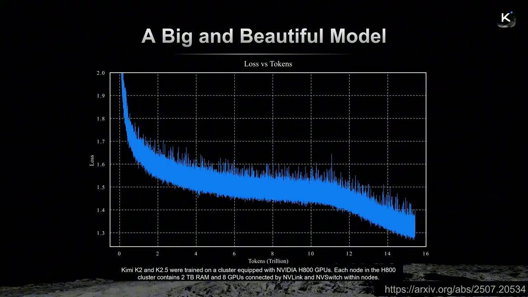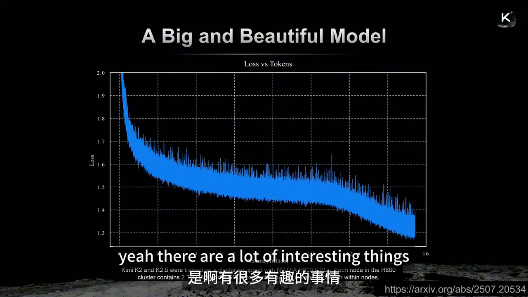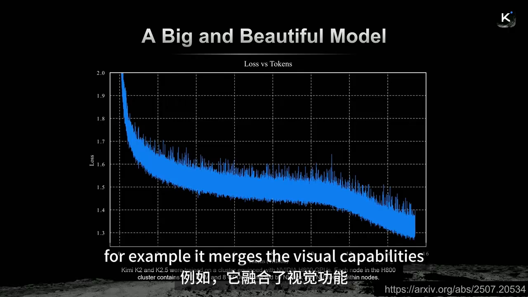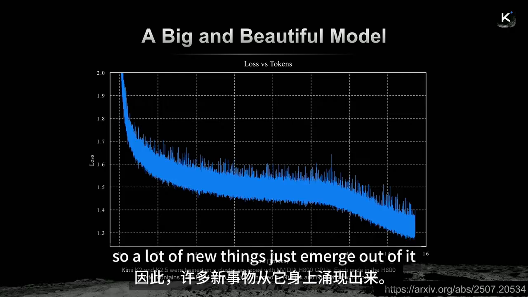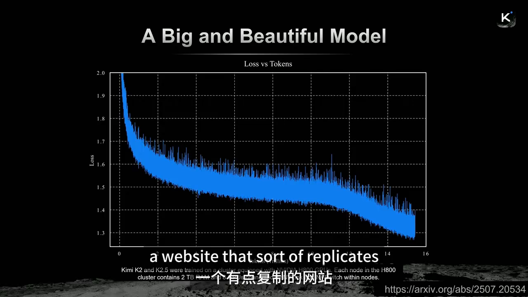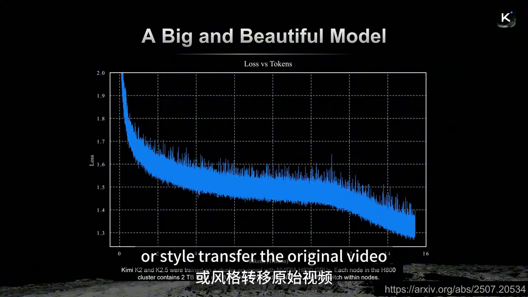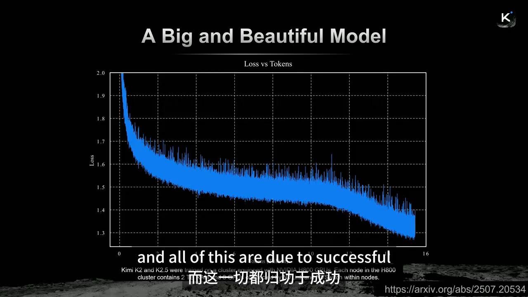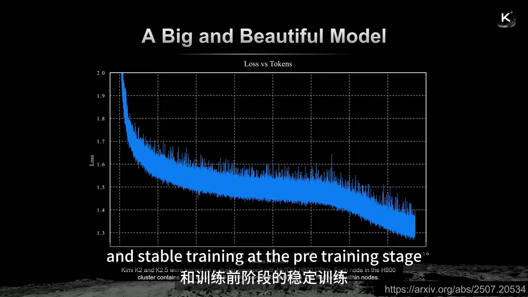So, yeah, there are a lot of interesting capabilities that we discovered from the model. For example, it merges the visual capabilities with coding capabilities. So a lot of new things just emerge out of it. It can read a video and then produce a website that sort of replicates or style transfers the original video. And all of this is due to successful and stable training at the pre-training stage.